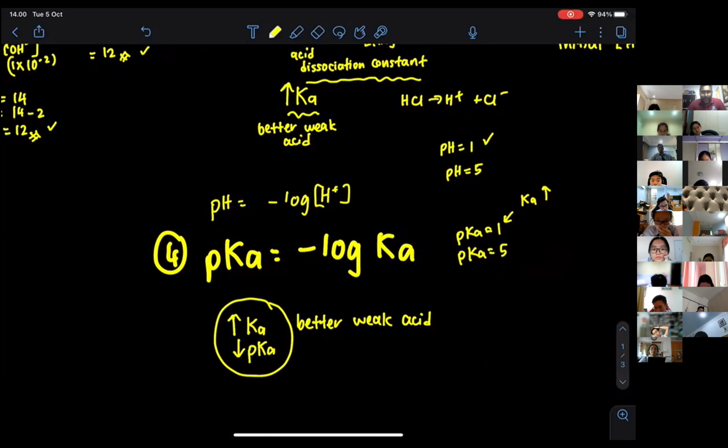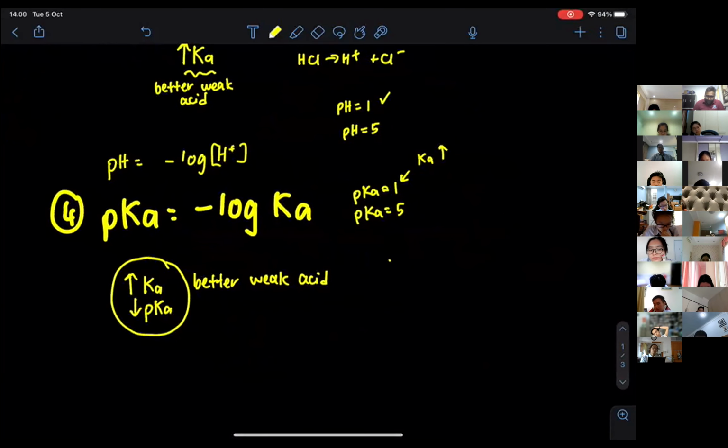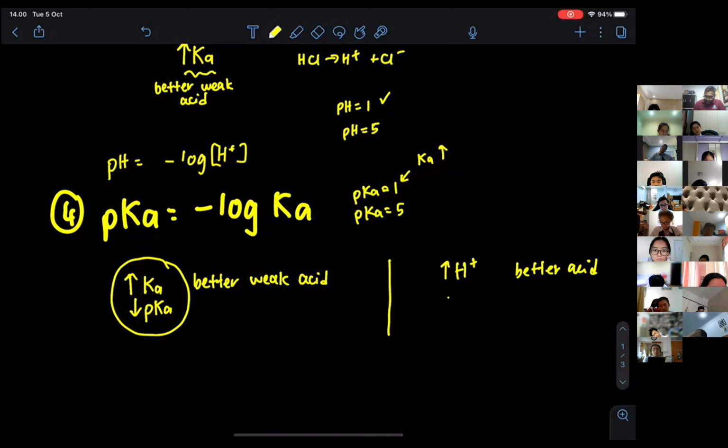It's like if you compare with acid, if it has more H plus, it's a better acid. They have more concentration of H plus. Because of that, the pH is lower. So the lower the pH, the better the acid. But for this one I'm using Ka and pKa because it must be for weak acid. Yeah, Josh.